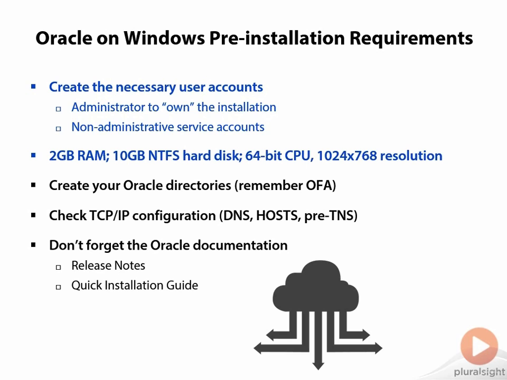As far as hard and fast numbers are concerned, the minimum hardware requirements according to Oracle are 2 gigs of RAM, 10 gigs of hard disk on an NTFS volume if you're using NTFS, that is, if you're not going to use ASM. I already mentioned a 64-bit processor and a resolution of 1024 by 768. Now those are pretty liberal system minimums. You're certainly going to want more than 2 gigs of RAM for any production Oracle server.